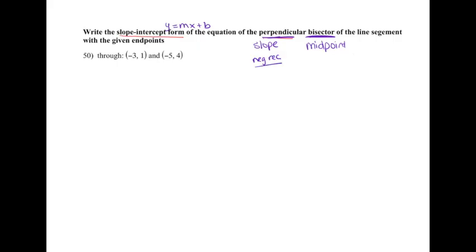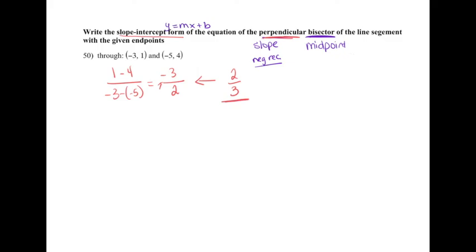So to find the slope, I will do the subtraction of my y's, 1 minus 4, over the subtraction of my x's. So 1 minus 4 is negative 3. Negative 3 minus a negative 5 is positive 2. And since they want the perpendicular, then to get the slope that I am going to use, I will flip this and make this 2 over 3. And instead of negative, I will use positive. So this will be the slope that I am going to use.